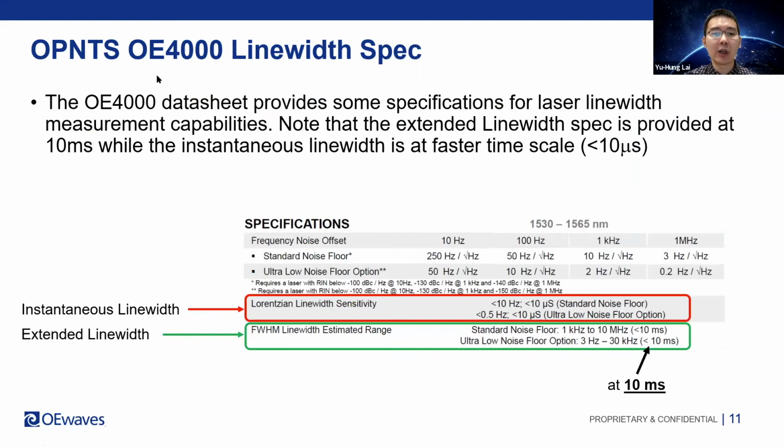So here we show the OE4000 linewidth spec, for example. The instantaneous linewidth is shown here. Basically, we have two kinds of modules. One is the standard noise floor, which can characterize the Lorentzian linewidth below 10 hertz. Or we can select the ultra low noise option to characterize linewidth below 0.5 hertz. For example, at 10 millisecond integration time, the standard noise floor can characterize the linewidth from 1 kilohertz to 10 megahertz, and the ultra low noise floor option can characterize it from 3 hertz to 30 kilohertz.